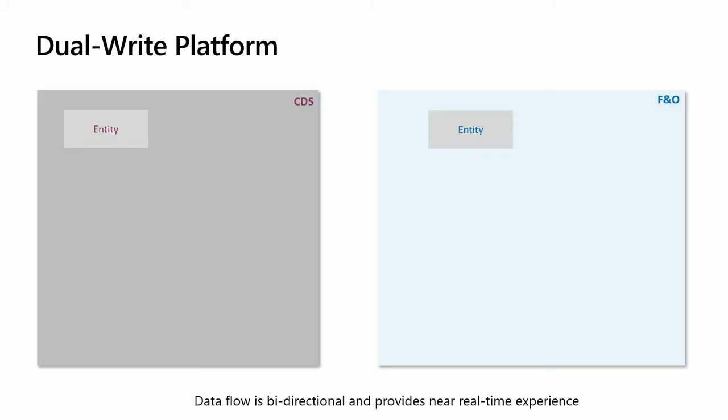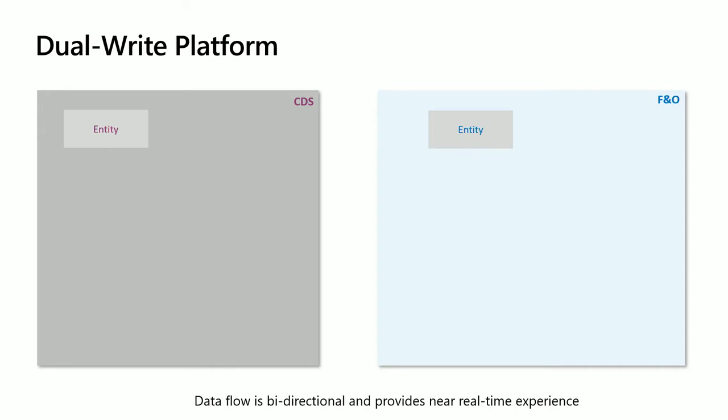Now, let us get into dual write. Dual write has two aspects. One is the platform aspect, another is the application orchestration aspect. From the platform aspect, assume that we have a CDS instance on one side and we have an F&O instance on the other side.